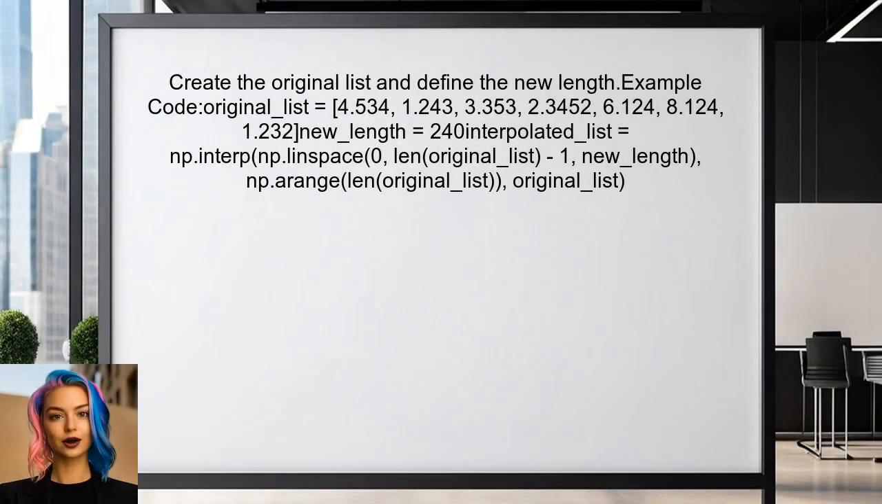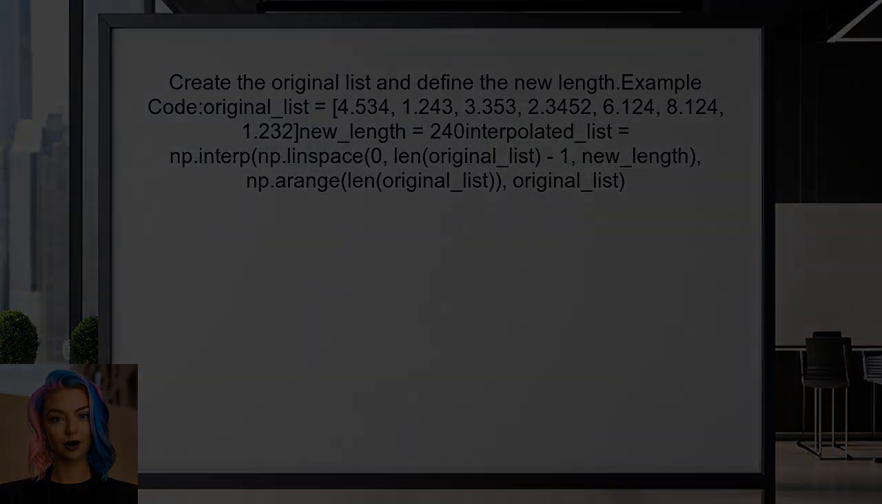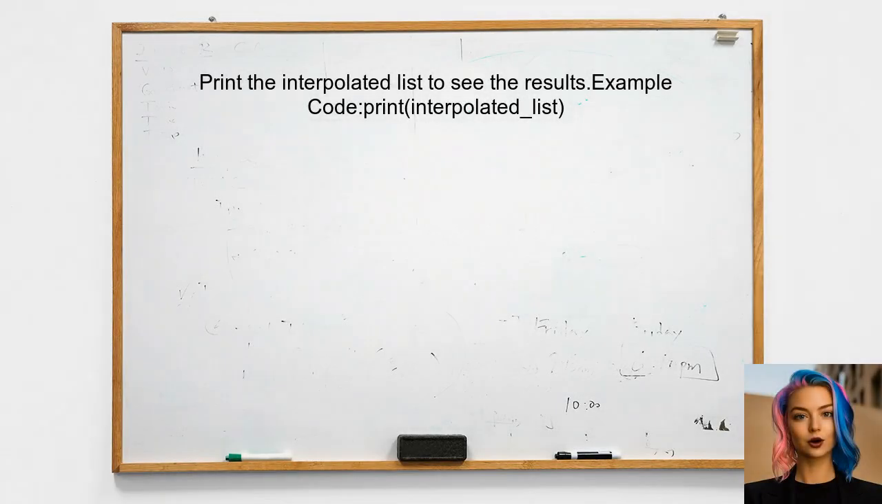Now the user can create their original list and define the new desired length. They will use NumPy's interpolation function to generate the interpolated values. Finally, the user can print the interpolated list to see the results. This will show the new list with the interpolated values based on the original data.